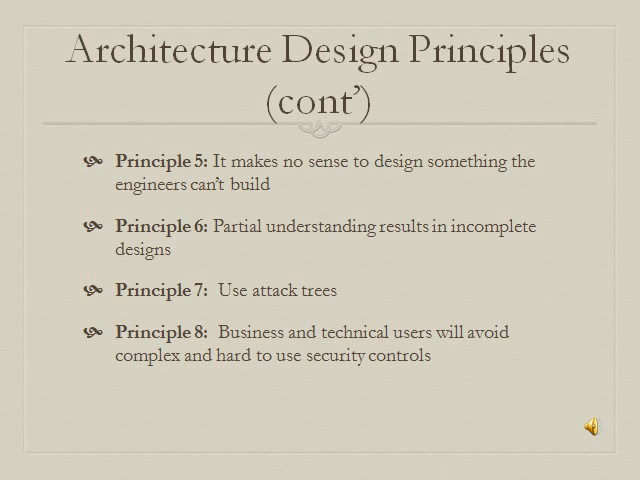Principle 8. Technical and IT users will avoid complex and hard-to-use security controls. This shouldn't be a surprise to anyone who works in technology. If something's difficult to use, the users just aren't going to use it. If an architecture is difficult to implement, the network engineers, the developers, and other members of the IT department are going to just simply ignore them.